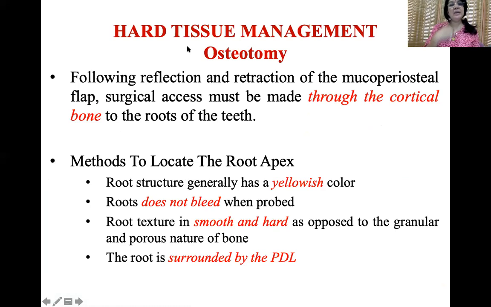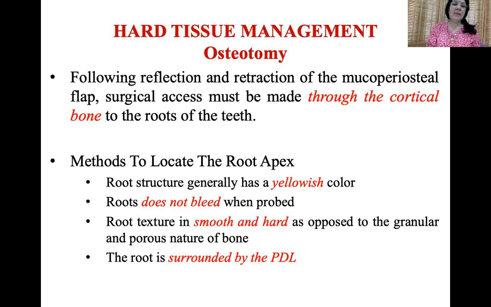Hard tissue management is important now. Once you have reflected and retracted the mucoperiosteal flap, then you have to have a surgical access made to the root. And the root, as you know, is always covered with bone. So you have to reach the tooth through the bone. So how will you cut the bone? You are using a slow rotating steel burr to cut, or a carbide burr to cut the bone.